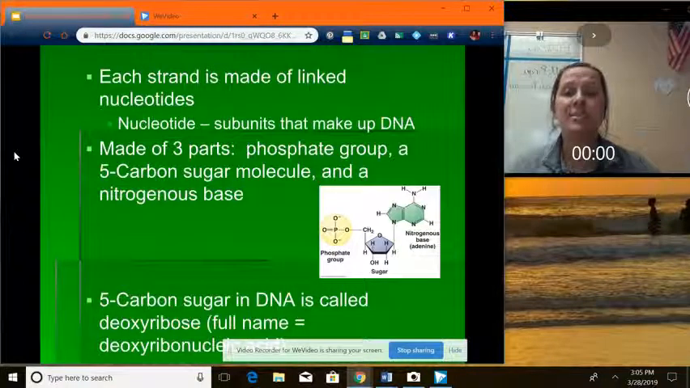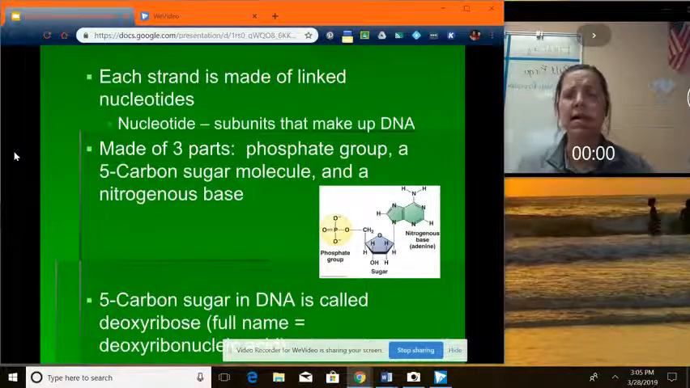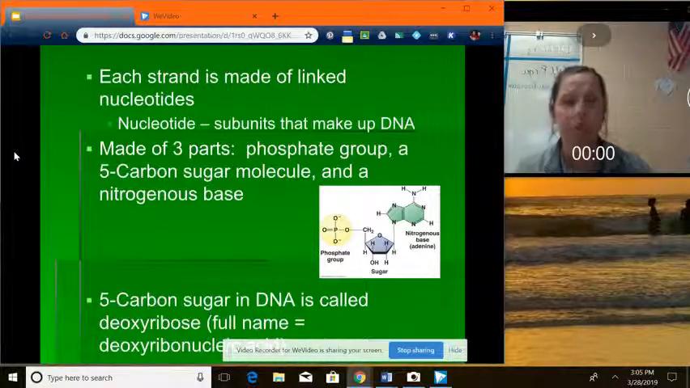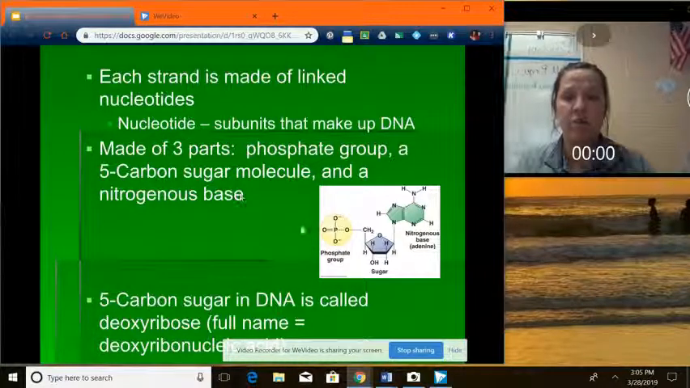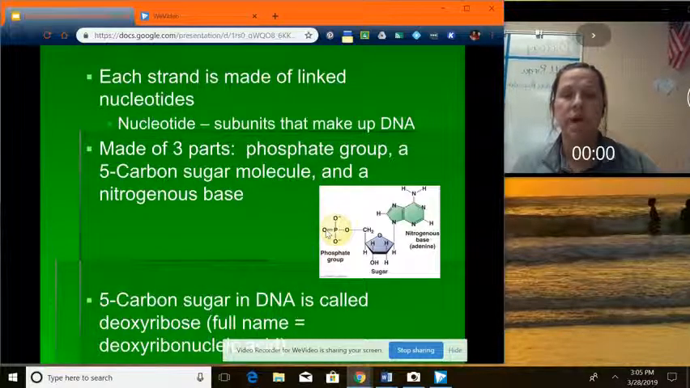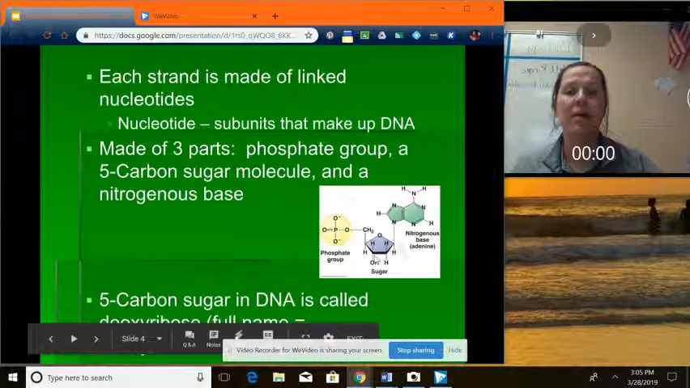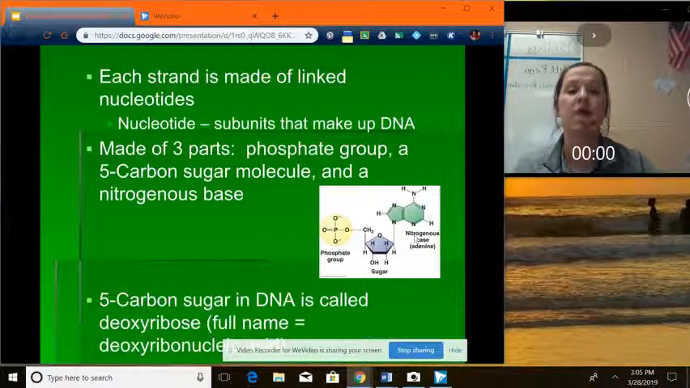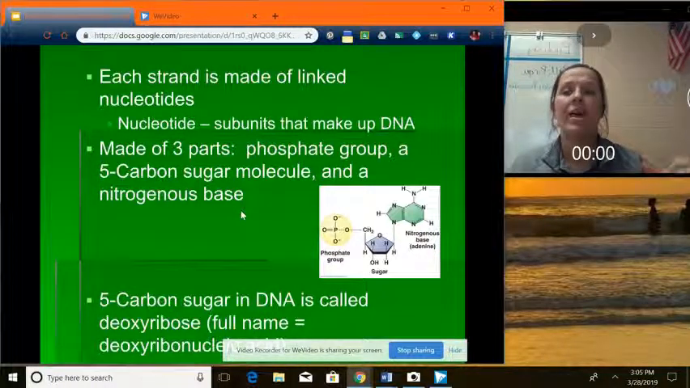Each strand is made of what we call a nucleotide. And the nucleotide is just a subunit that makes up DNA, and it's made up of three parts. You have a phosphate group. So if you look at the picture, you have a phosphate group here. Then you have some type of 5-carbon sugar, and then what we call a nitrogenous base. And if you look at that word, you can see the word nitrogen in there. So any nucleotide is made up of those three parts.